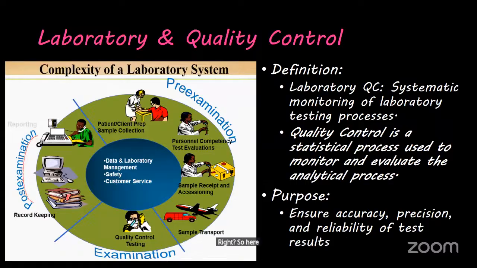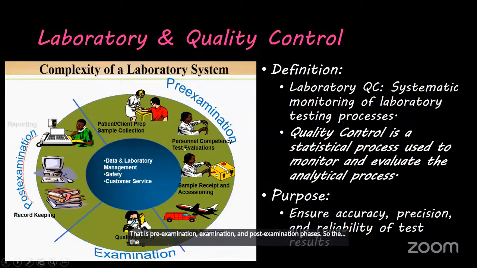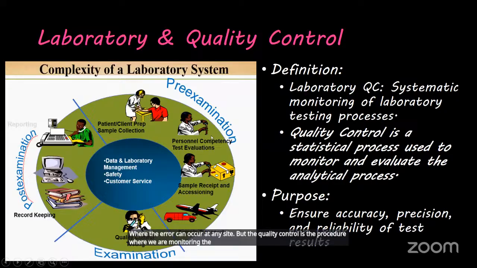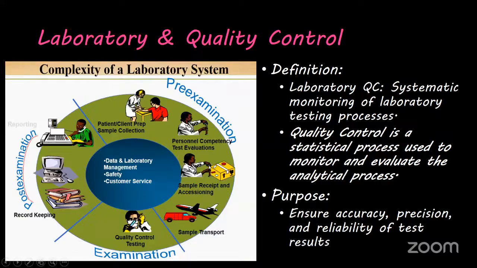So within the laboratory, we know that it is a completely complex system which comprises different phases: pre-examination, examination, and post-examination. A complex system where error can occur at any site. But quality control is the procedure where we are monitoring and observing the analytical process.